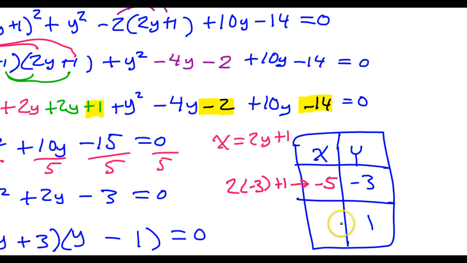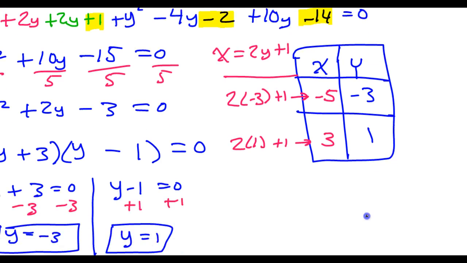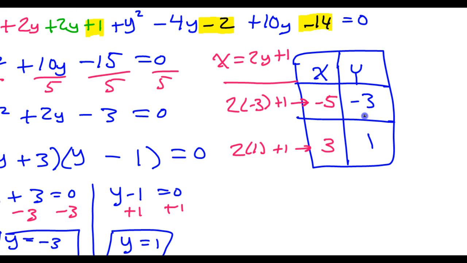If the y value is 1, then this little equation gives me 2 times 1 plus 1. So that's just 2 plus 1, so that would be 3. Okay, so these should be the two solutions. And you could write it as an ordered pair. So negative 5 comma negative 3 and 3 comma 1.